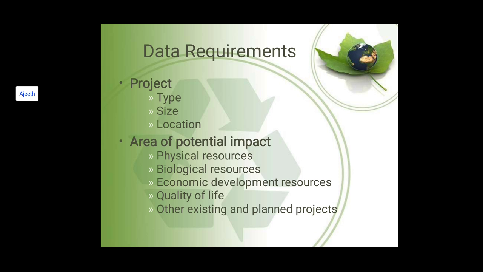The data requirements for EIA are: what is the type of the project, what is the size of the project, what is the location of the project, and also what is the area of potential impact. Is it a physical resource, is it a biological resource, that is flora and fauna, an economic development resource, that is the money involved, and quality of life, because sometimes if it is an industry there will be pollution, so quality of life has to be taken care of, along with other existing and planned projects. So it actually helps with the mitigation part.